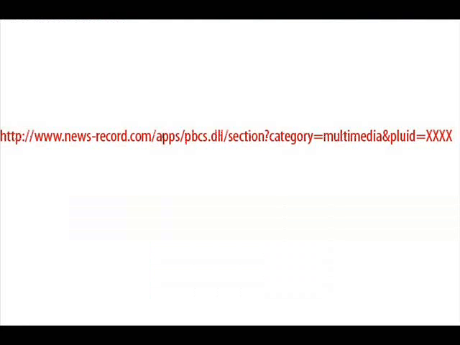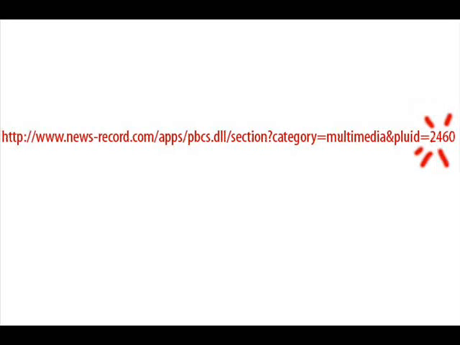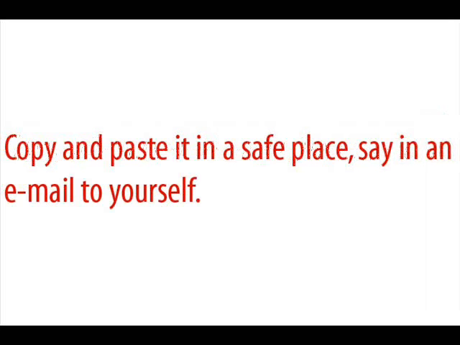And I should have provided you this URL. Basically you're going to use this URL each time. The only thing you're going to change is the last part of it, and that's where you're going to add those 4 numbers. Once you add the 4 numbers for this particular folder, it'll pull up that folder in the multimedia player. And just copy and paste this URL and send it to yourself in an email.